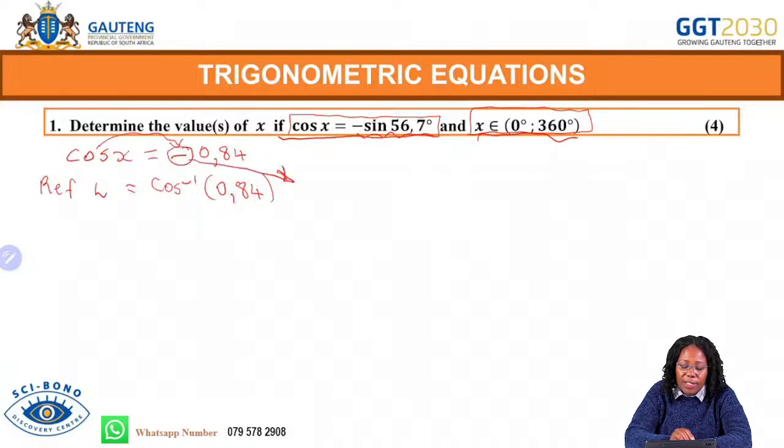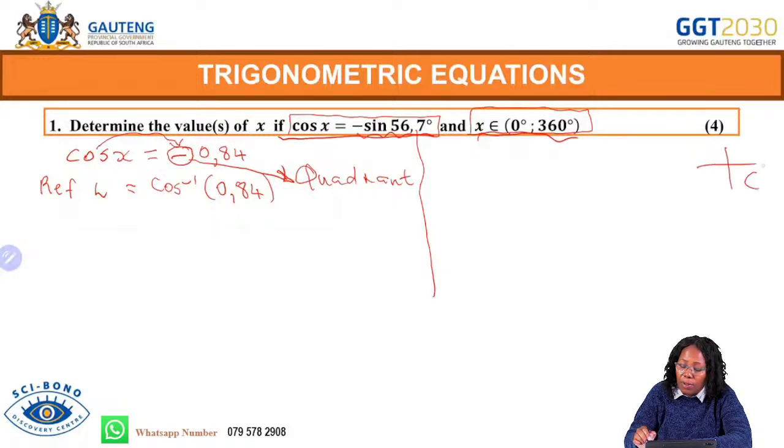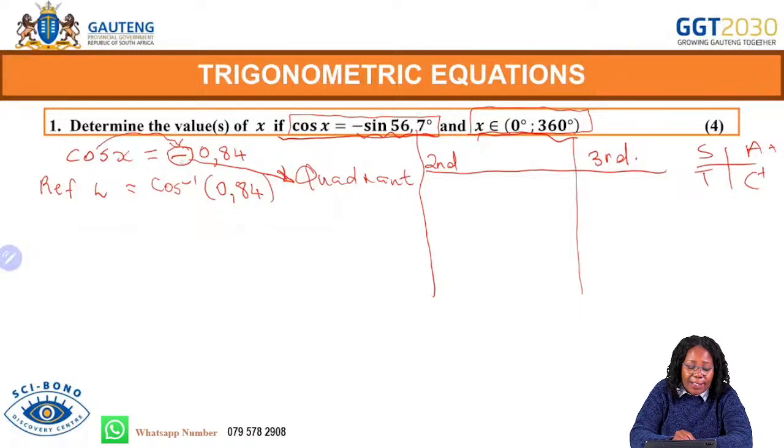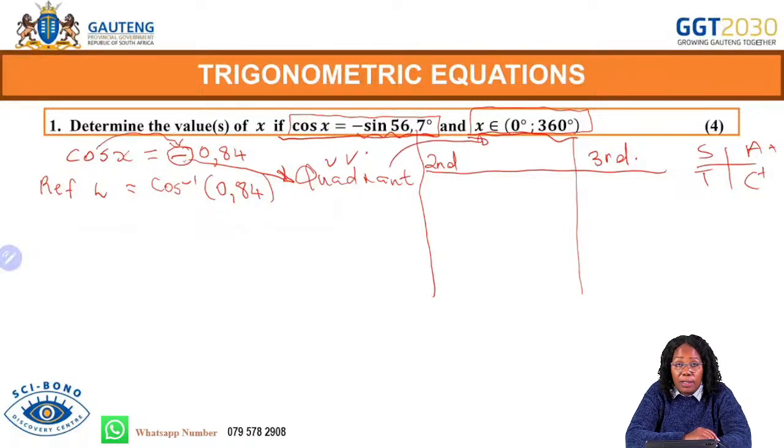This negative is indicating the quadrants where cos is negative. Do you still remember those quadrants, grade 12? The cos is negative, it's our CAST diagram. Cos is positive in these two, that means it's negative in the second and the third quadrant. So our solution will be in those quadrants. That simply means this negative is telling us the quadrant in which we will be solving. Okay, that is why we don't indicate it there.